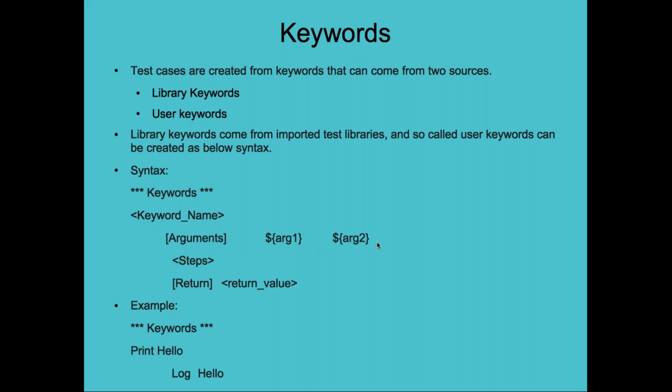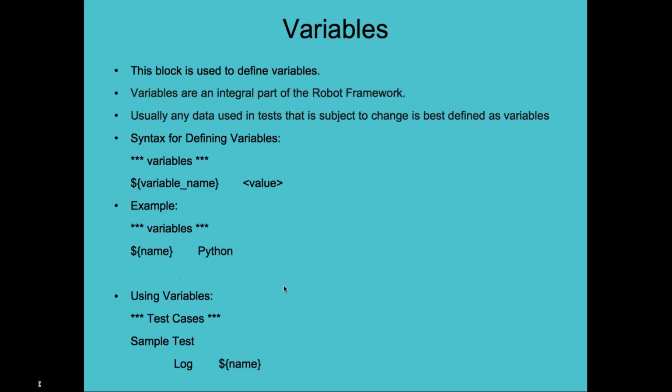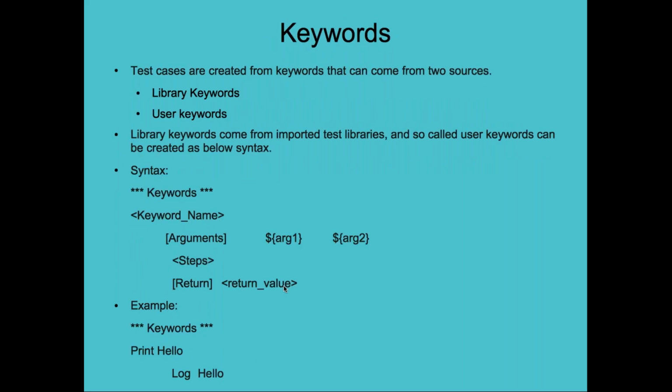If you do not give space, or if you give only a single space, it will treat the entire thing as one argument. Okay, so here we can mention the steps. If you want to return any value, like in a function definition, you can use return, space, the return value. Okay, so this is the syntax.